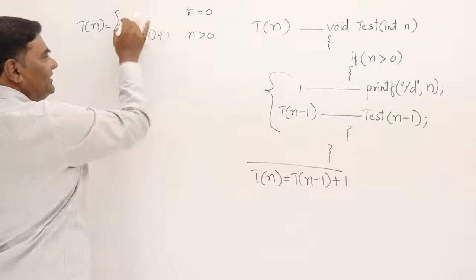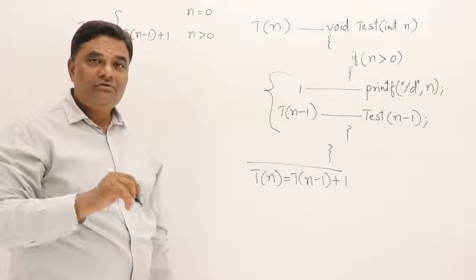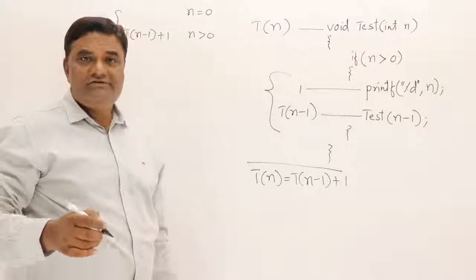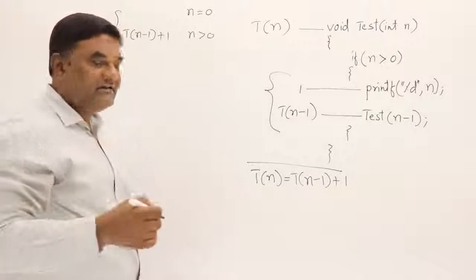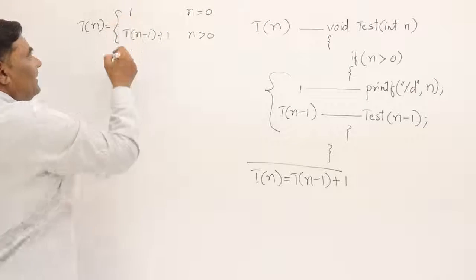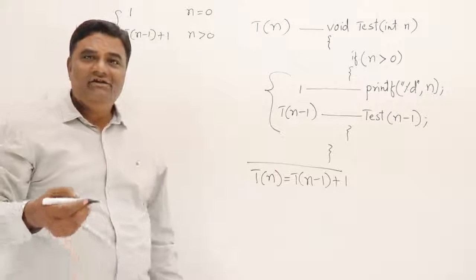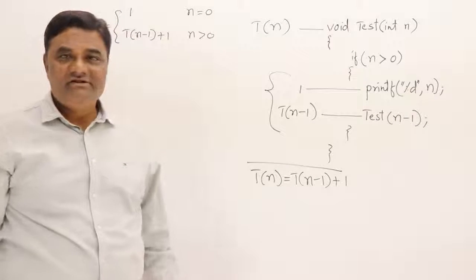So shall I write 0 here? No. The time, we don't write it as 0. If it is 0 also, it's a constant. So we write it as 1. So I will take it as 1. Or else you can make it as C or A or K, some constant you can write there.